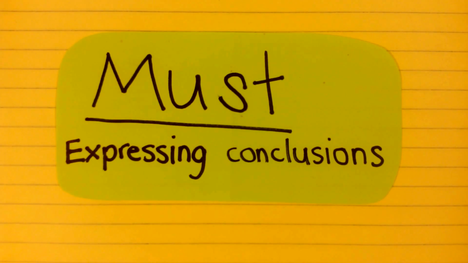I'm Emily, and today I'll be teaching you how to express conclusions using the modal verb must. We use must combined with the base form of a verb to express a conclusion that we are pretty sure about. Let's start with some examples of using must in the present tense.